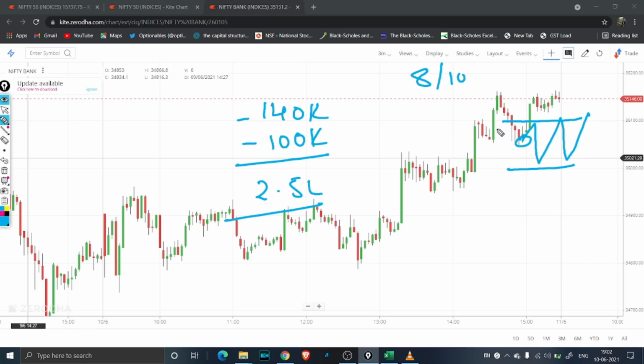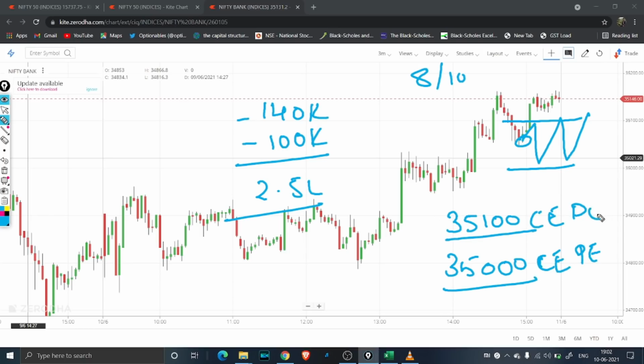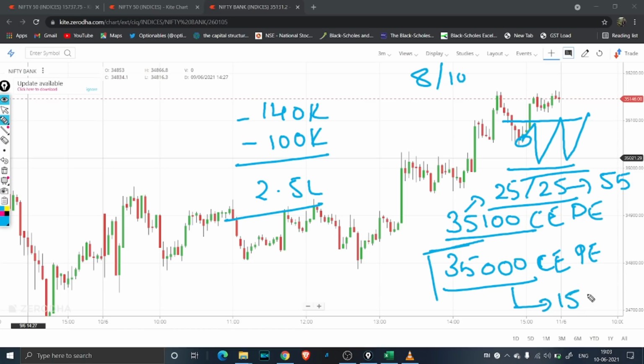So what did I end up doing at 3 o'clock? I ended up creating a short straddle at 35,100 as well as 35,000. So I ended up creating two short straddles at 35,100 and 35,000. What happened at this point is I had shorted both of these around the range of 25 and 25, and I had kept a stop loss for this at 55 rupees. And for the call option, I had kept a stop loss at 150 rupees. Because it was already trading at around 100 rupees, I had kept a 50 point room, and I had kept a stop loss at 150 rupees.